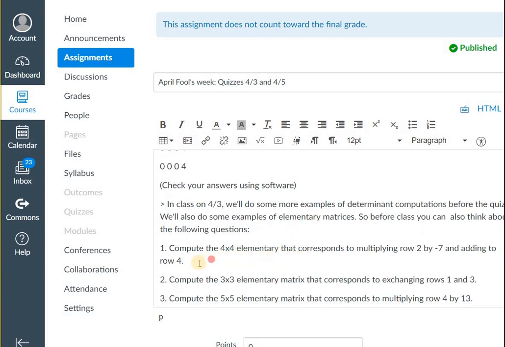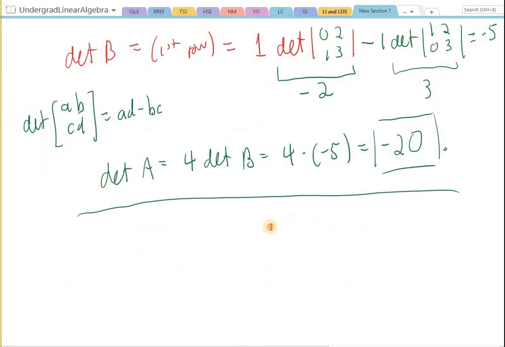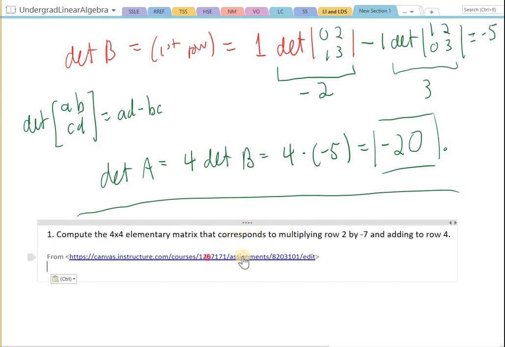All right, this one here is a 4 by 4 elementary matrix. Okay. Let me just go ahead and grab this while I'm here. I'll go to my OneNote, and then we'll go here.